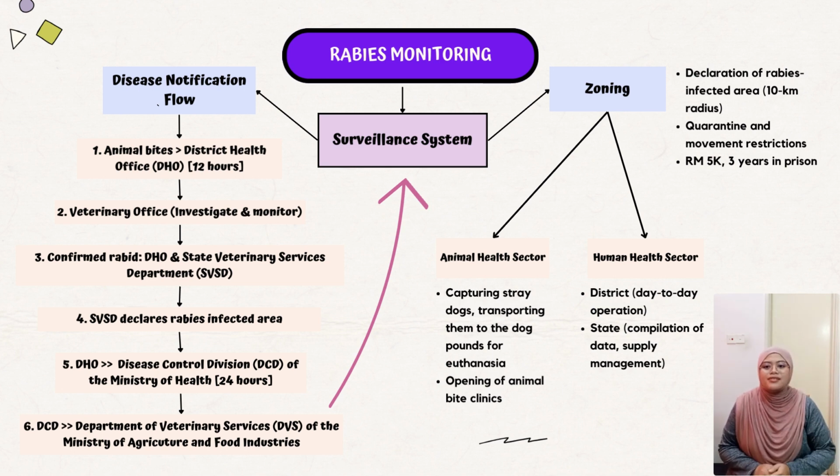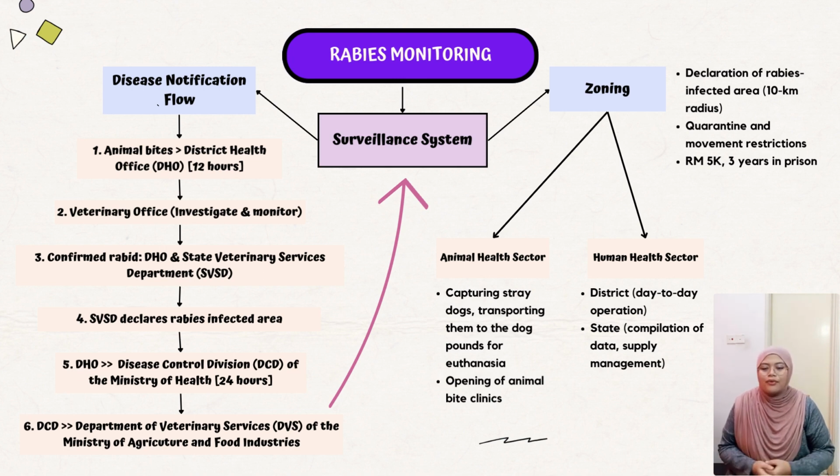And fifth is to report the suspected and confirmed cases of rabies in humans and animals to the Disease Control Division, Ministry of Health, within 24 hours of diagnosis. And lastly, the DCD will coordinate with the Department of Veterinary Services for rabies prevention, control, and eradication measures. This is how we keep track of rabies and respond accordingly.